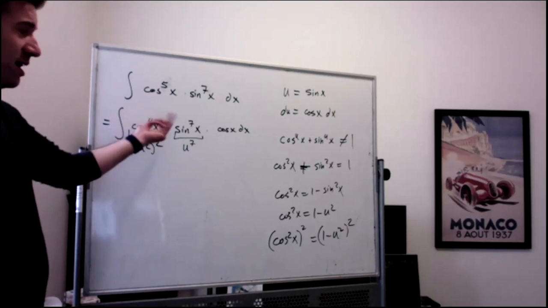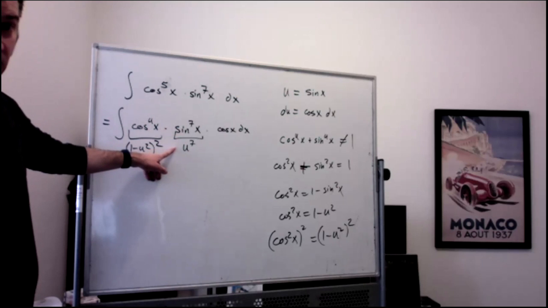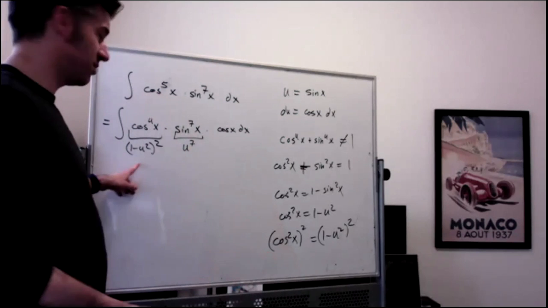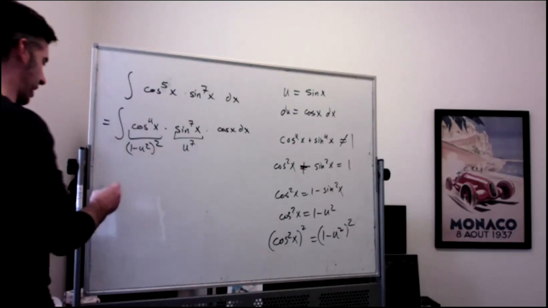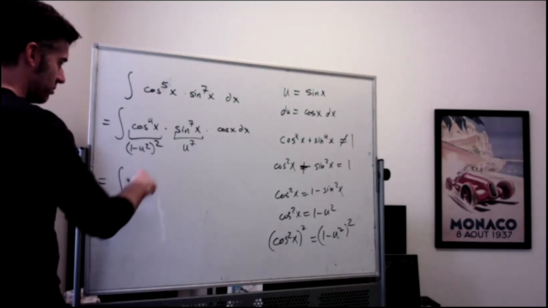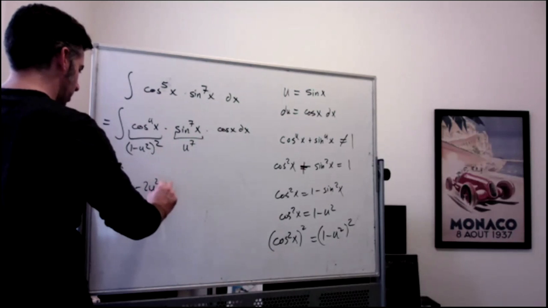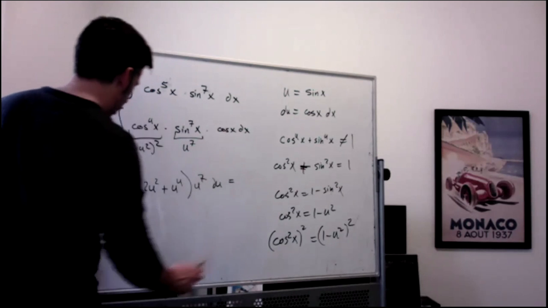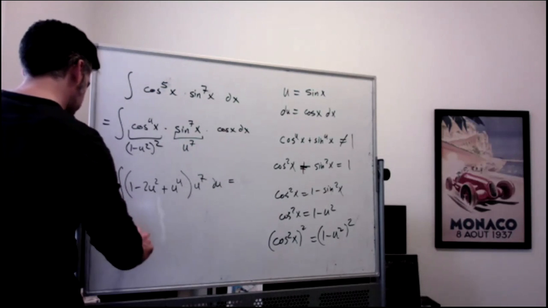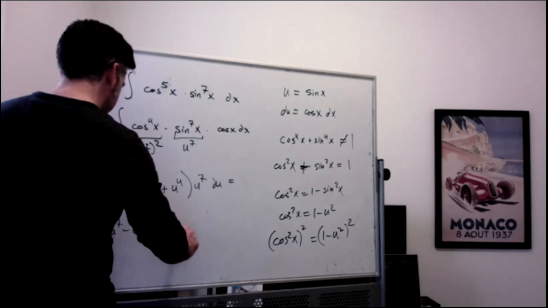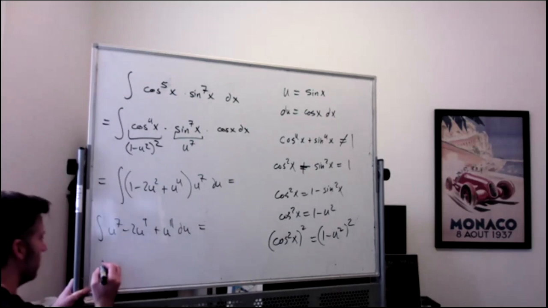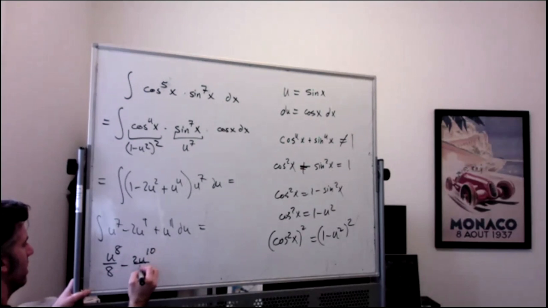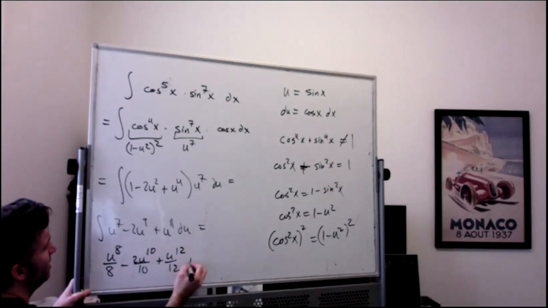It would have been worse if we made the other choice. If we had been left with a sine to the sixth here, then sine to the sixth would be 1 minus cosine squared to the third. That would be even worse than 1 minus u squared to the second. So I'm going to have to multiply this whole thing out. 1 minus u squared squared is 1 minus 2u squared plus u to the fourth, times u to the seventh du. It's going to be the integral of u to the seventh minus 2u to the ninth plus u to the 11th. Which is now just a power rule: u to the 8th over 8 minus 2u to the 10th over 10 plus u to the 12th over 12 plus c.